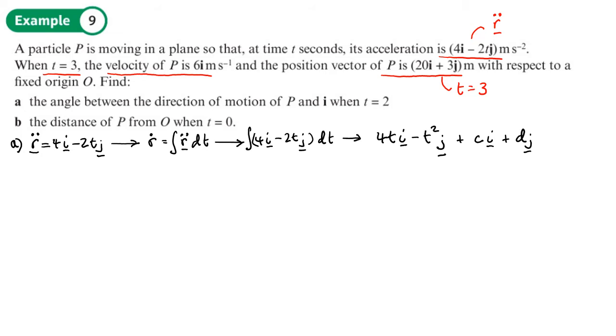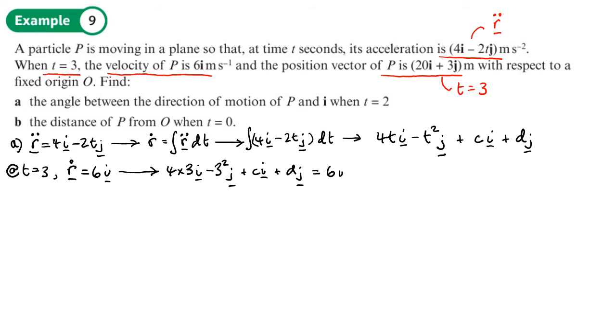Now we're told that at time equals 3, the velocity, so r dot, is 6i, so we can substitute that in to find the constant of integration. So that will be 4 times 3, so substituting in t is 3, i, minus 3 squared j, plus ci plus dj is just 6i. So I'm going to write that as 6i plus 0j. Then I'm going to compare the i terms and j terms so I can work out what the constant of integration is.